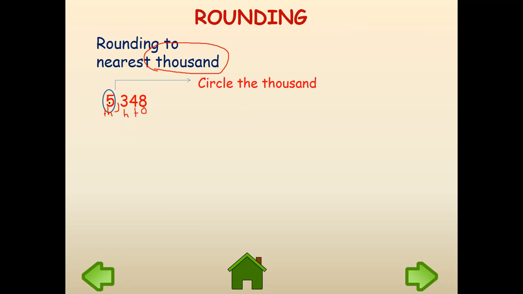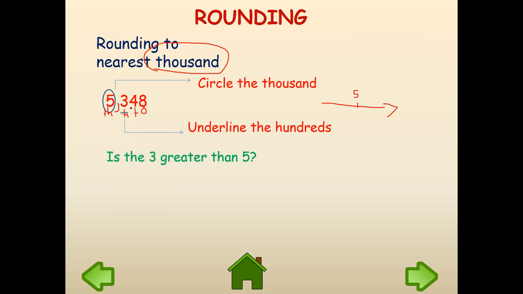Then I look at the next digit to the right side. Which digit? 3. Okay. We compare 3 with the best friend, 5. Is 3 greater or less than 5? It's less. So what shall I do with the thousand? I keep it the same. So 5 stays the same. Then all the digits after the circled digit will be zeros. So 5 with 3 zeros.